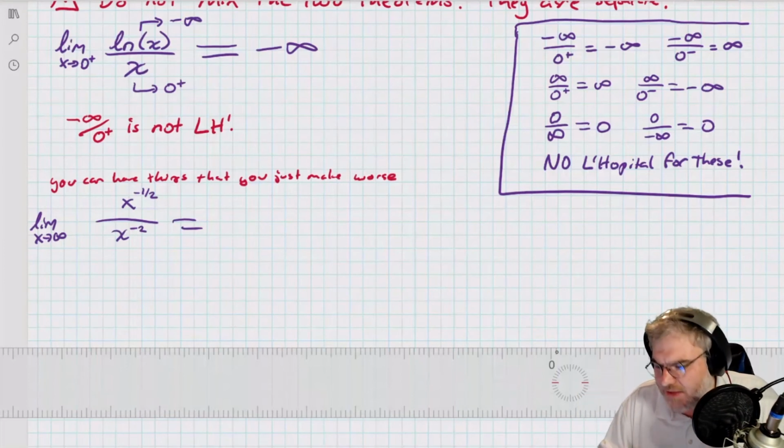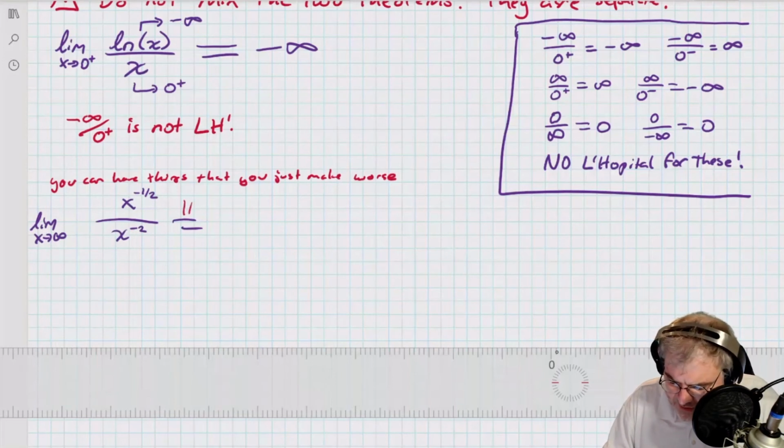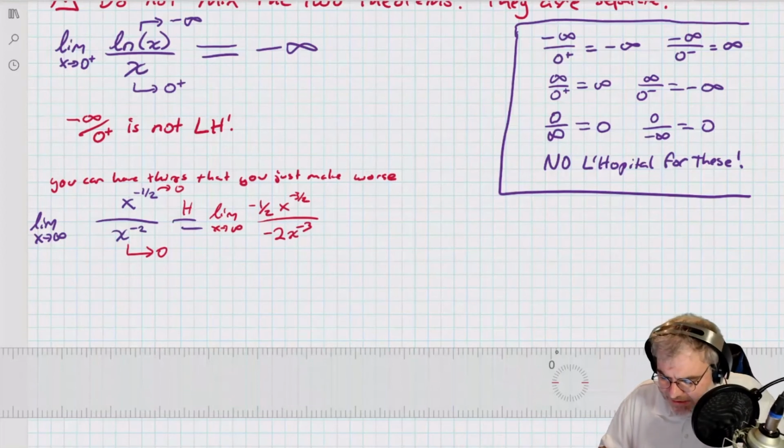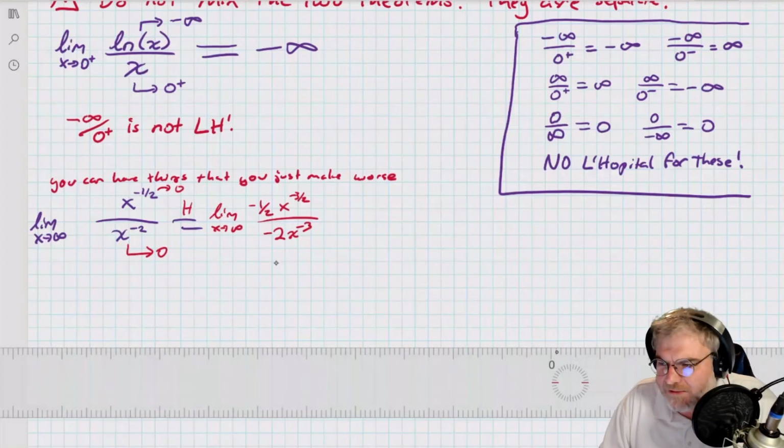But let's say you didn't do that. You kept taking the derivative. If I took the derivative of this, I would get the limit as x went to infinity of negative 1/2 x, this goes to 0, this whole bit goes to 0. I would get negative 1/2 x to the negative 3/2 over negative 2x to the negative 3. And then I'm just going the wrong way. And further derivatives are going to make it worse.